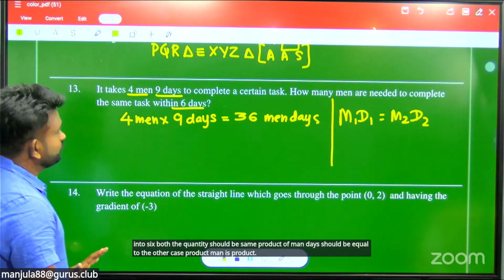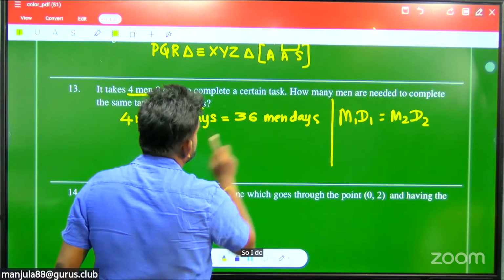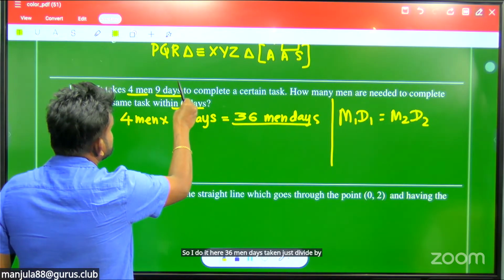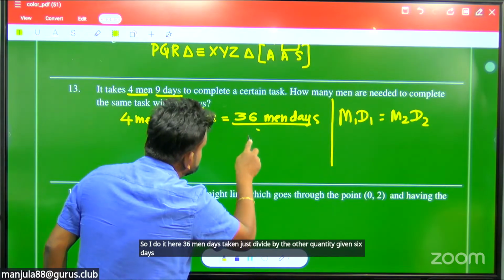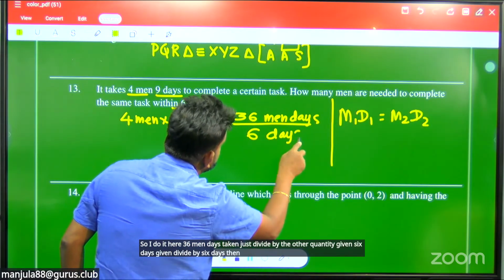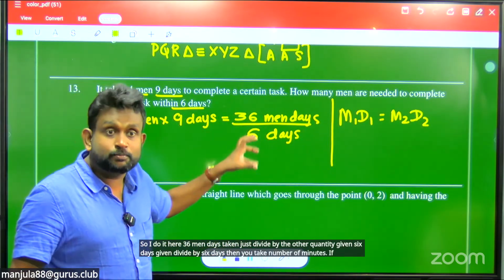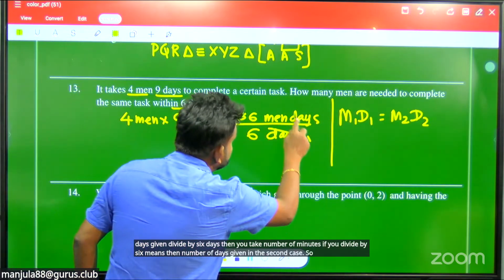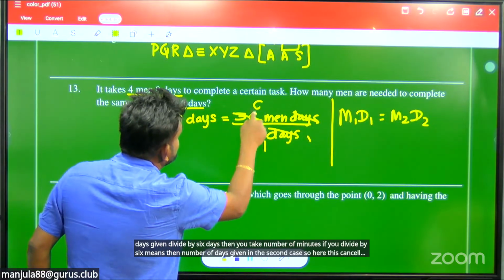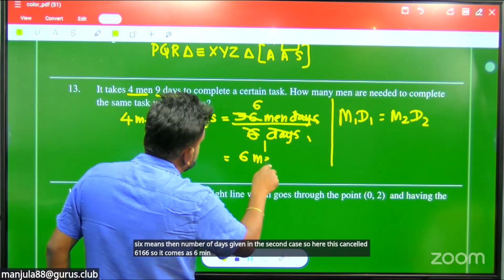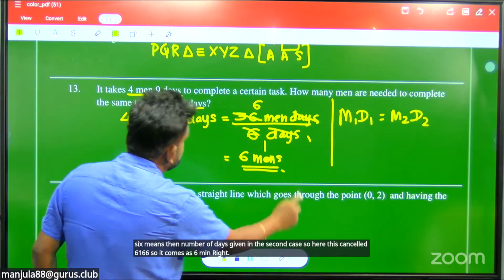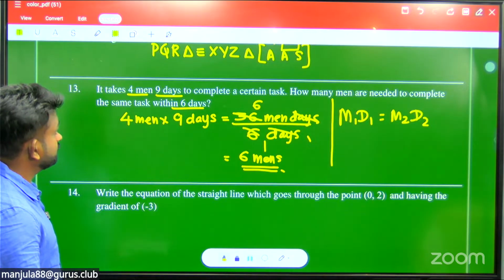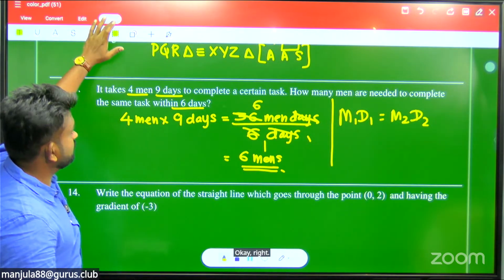So I do it here. 36 man-days, just divide by the other quantity given, 6 days. If you divide by 6, the days cancel, and it comes as 6 men, right? 6 men. Okay, right. 6 men.